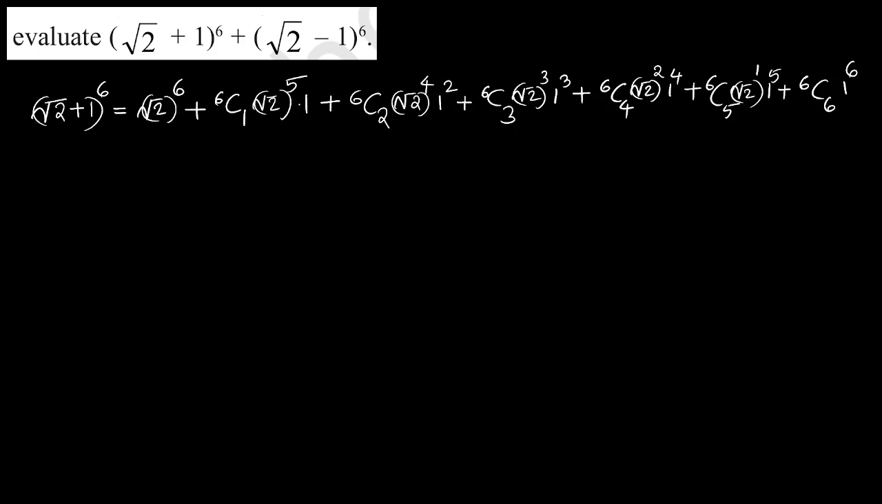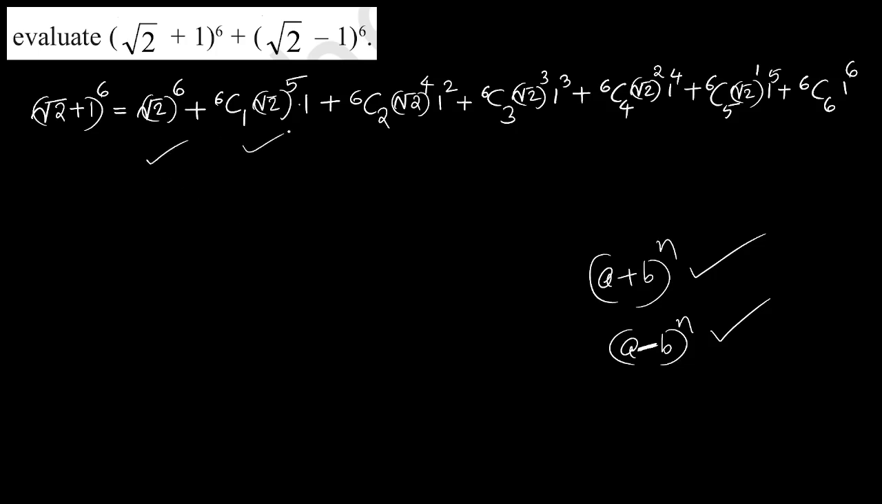All of you please remember, once you have written the expansion of (a plus b) raised to n, it is very easy to write the expansion of (a minus b) raised to n, because (a plus b) raised to n and (a minus b) raised to n have the same terms, but the sign changes alternately. Alternately means plus minus plus minus plus minus, like that.